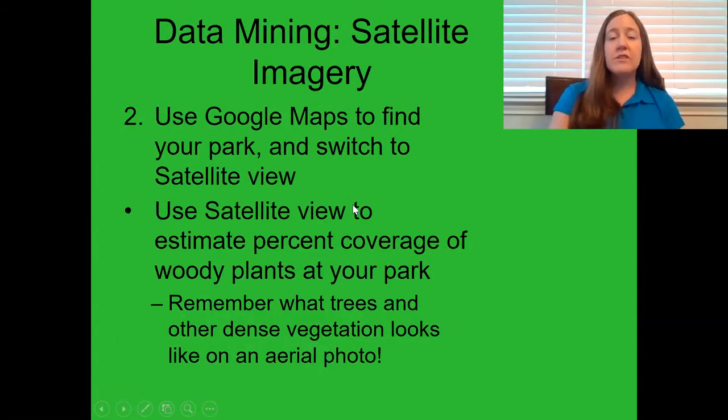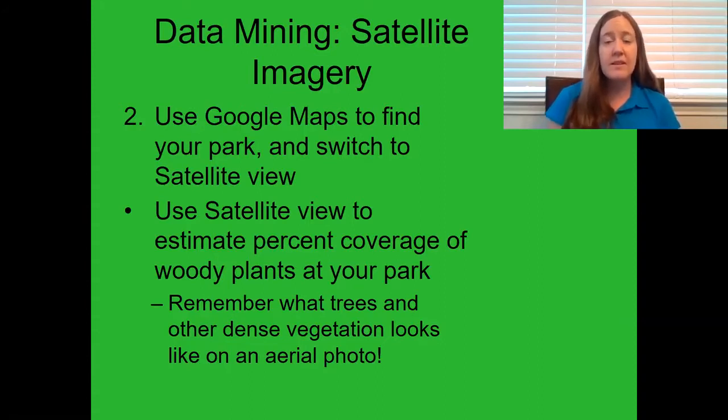And so the first thing you'll do, right, is go to satellite view of your park on Google Maps and use that to estimate % of woody plant coverage, right? And remember what trees and other dense vegetation looks like on an aerial photograph, right? We've practiced this some in class, but you'll want to look at your park on that aerial photograph, that satellite image, and estimate what % is covered by woody plants.